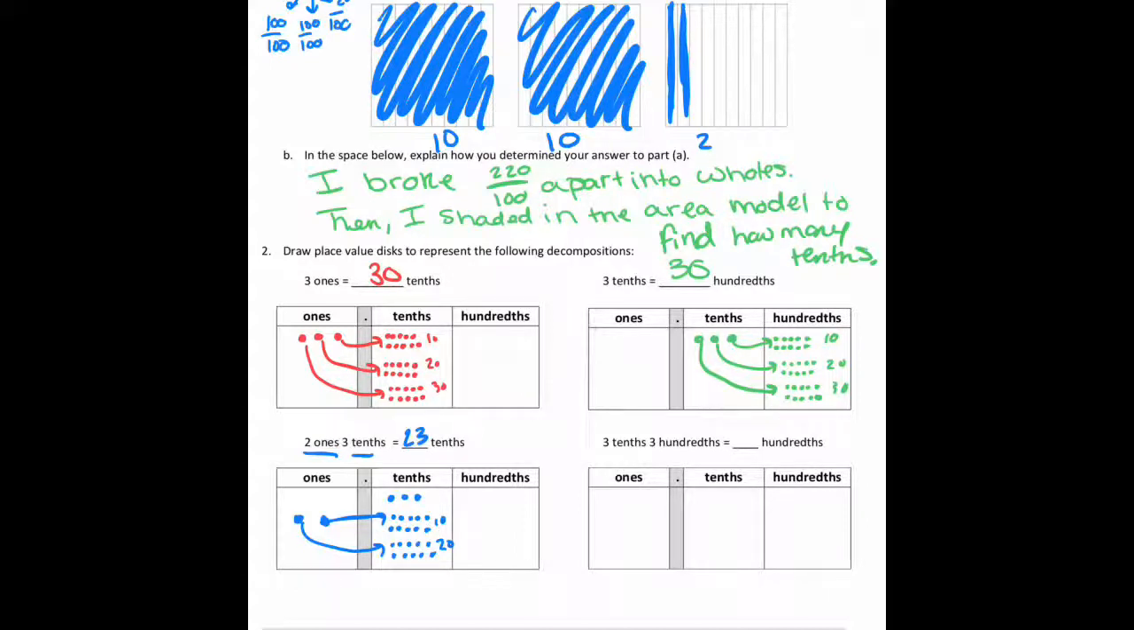We're going to do the same thing for 3 tenths and 3 hundredths. We want to know how many hundredths it is, so I'm going to draw my 3 hundredths over here. And my 3 tenths, which we're going to change into hundredths, and we know that 1 tenth is 10 hundredths, so it's going to be the same thing.